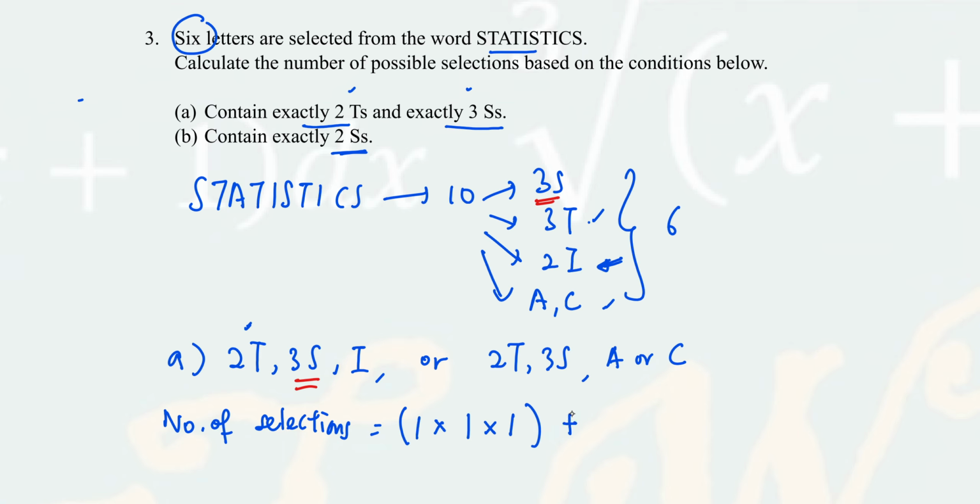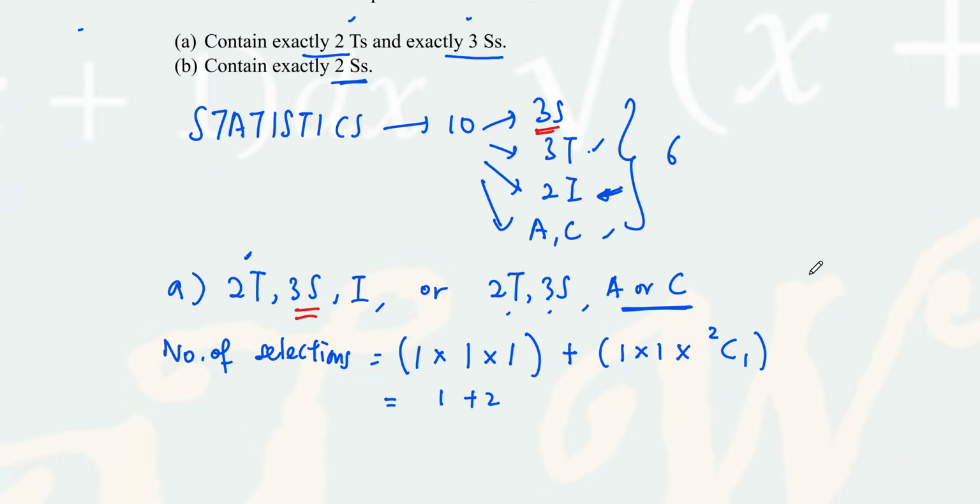"Or" is plus, remember? So to get 2T and 3S, I get 1 times 1 times, you need to choose 1 out of A and C. You can only choose 1, so that the total letters will be 6. So now here I have 2 choices, either A or C, but I just need 1. So from here it will be 1 plus 2. That means the answer is 3. So this is how we solve part A.